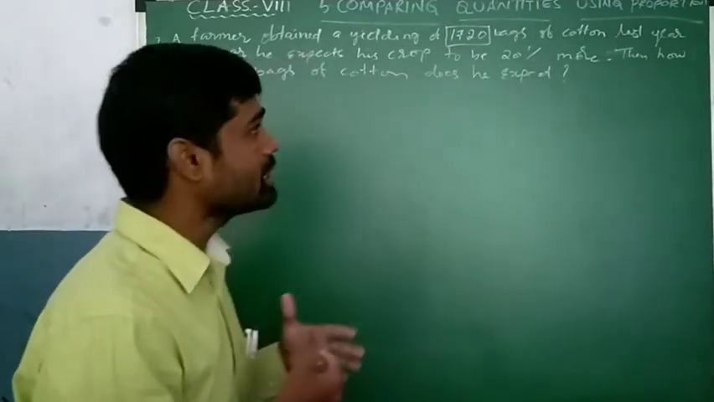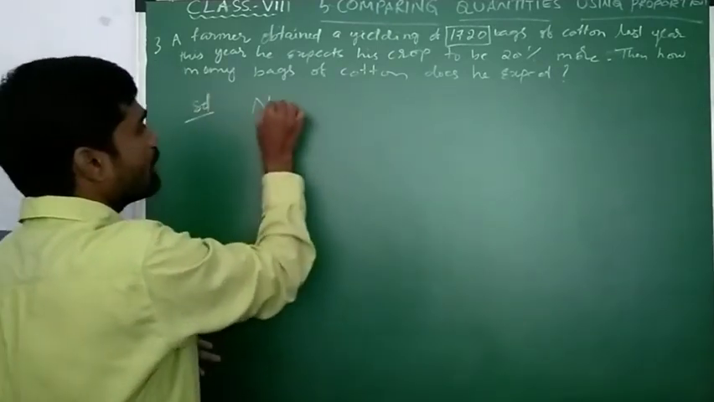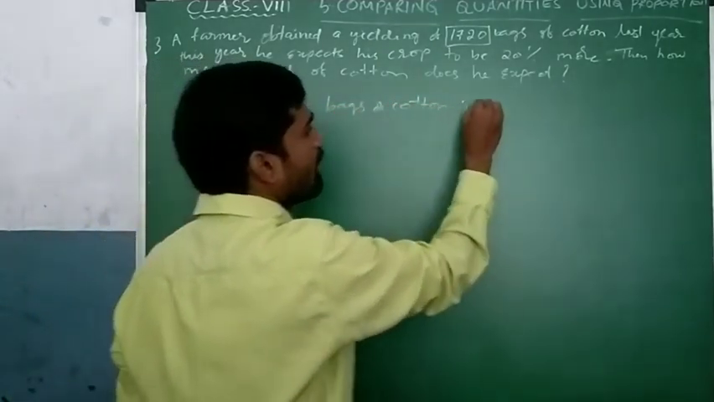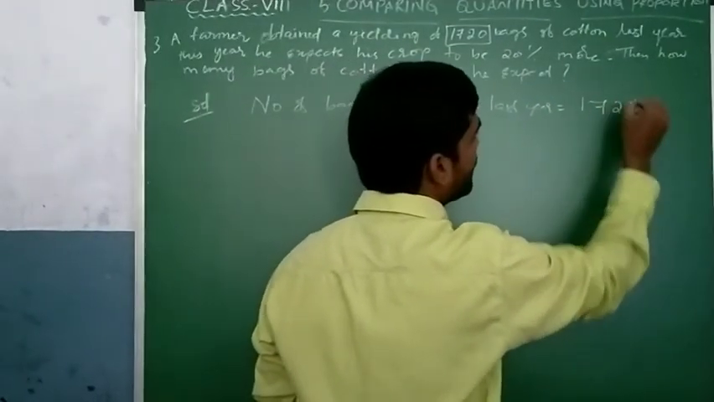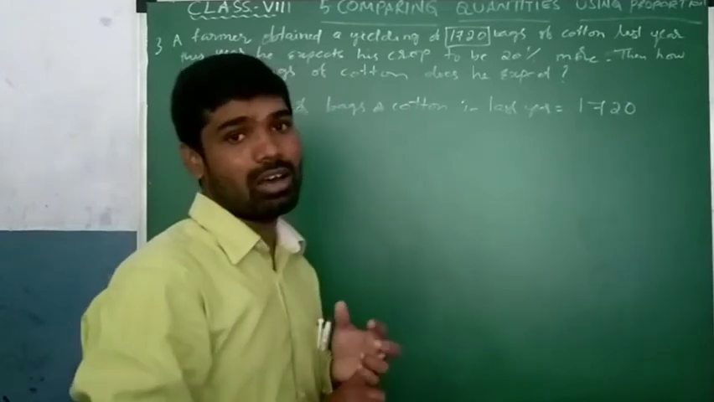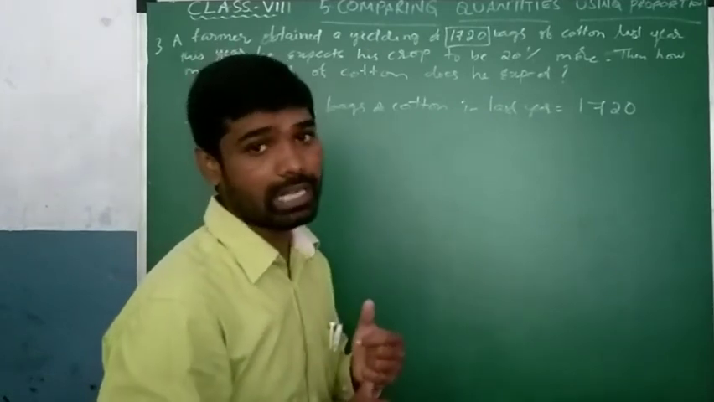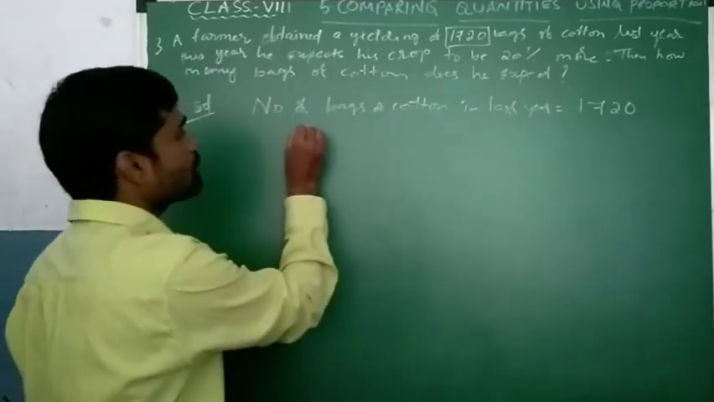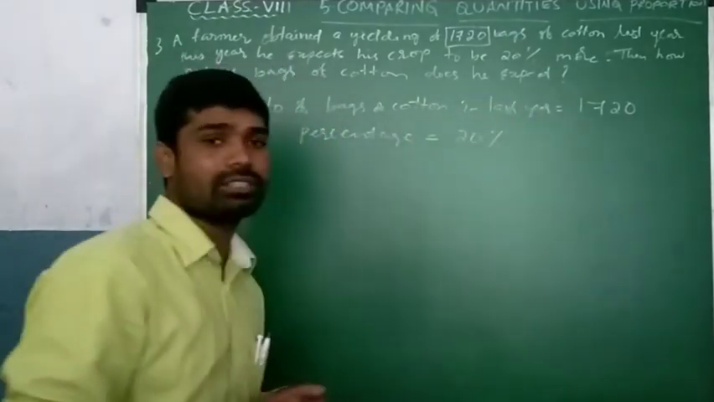First, let us find the number of bags last year. Solution: number of bags of cotton last year. How many bags are there? 1720. So in the last year he obtained 1720 bags. Now in this year, what percentage increase is he expecting? Here, 20%. So he is expecting more.